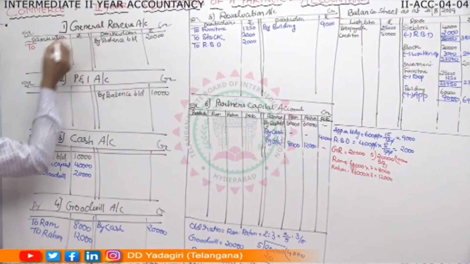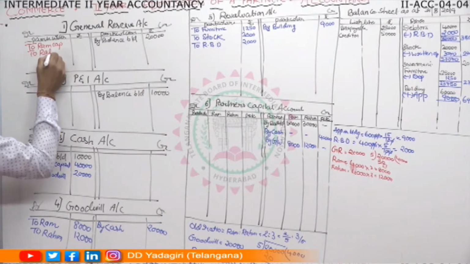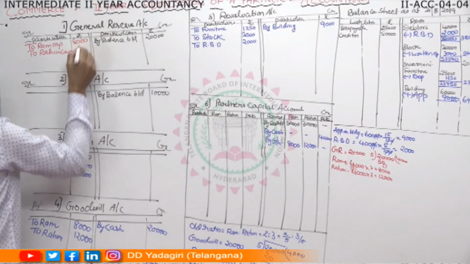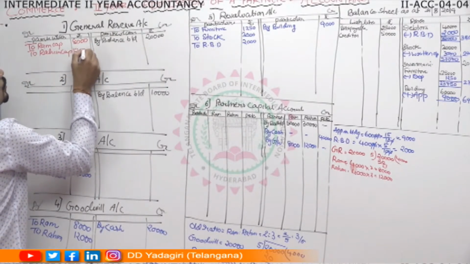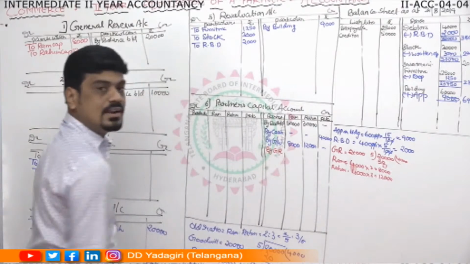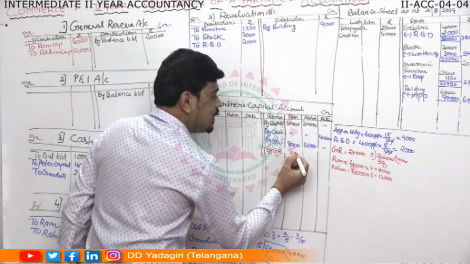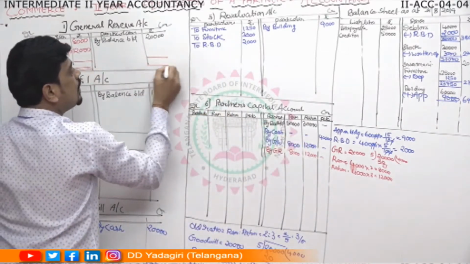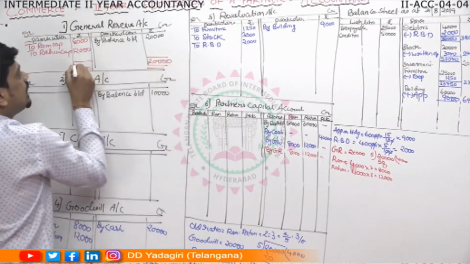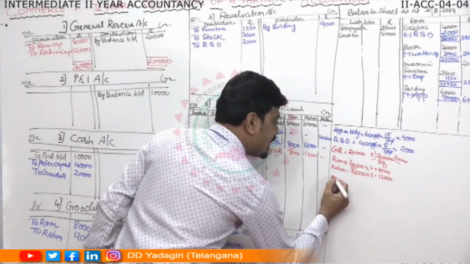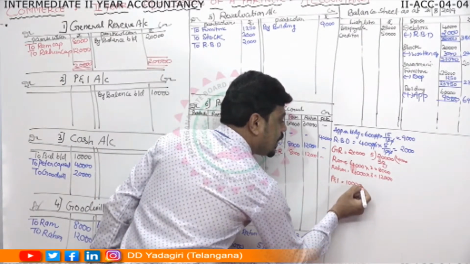So we'll go to general reserve account, to Ram capital, to Rahim capital. Ram got a share of 8,000 and Rahim got a share of 12,000. So second effect in partners' capital by general reserve, 8,000 and 12,000. So even the general reserve account is closed with 20,000.